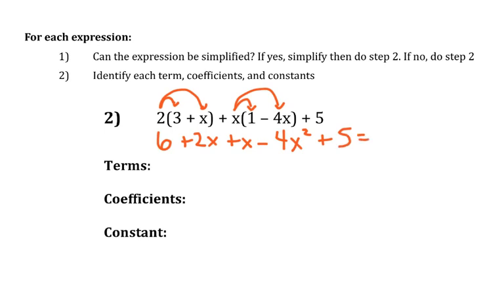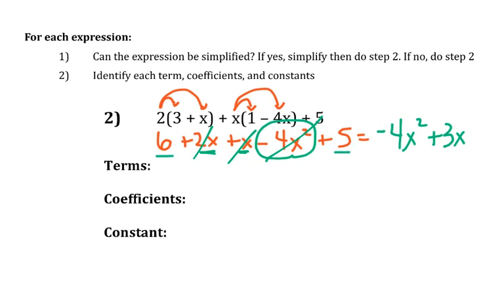But I'm not done yet, because now I'm going to look for like terms. So negative 4x to the second power, I'm going to write that first, and it does not have anything else that's x to the second power. What about the 2x and the 1x? That will give me 3x. And then I've got 6 and 5. Okay, this is the expression that I'm going to use to answer the following questions.